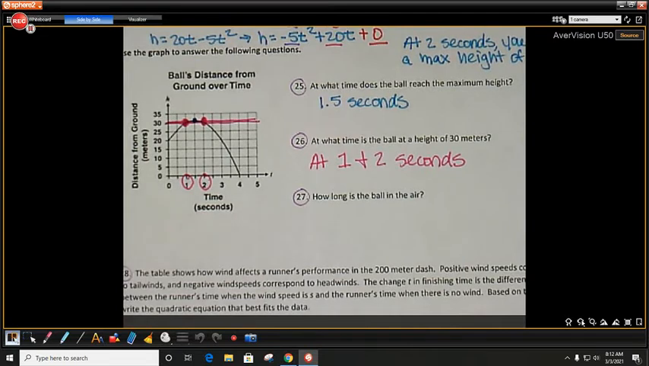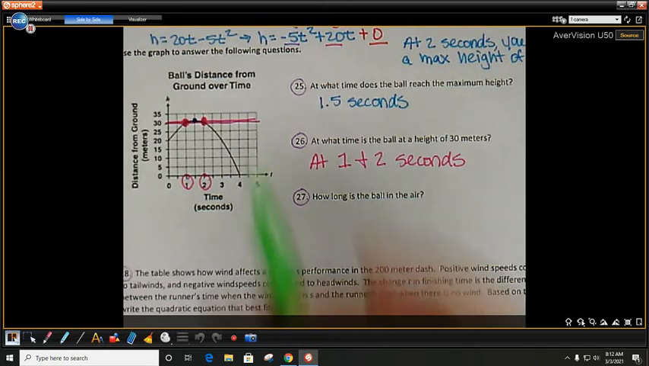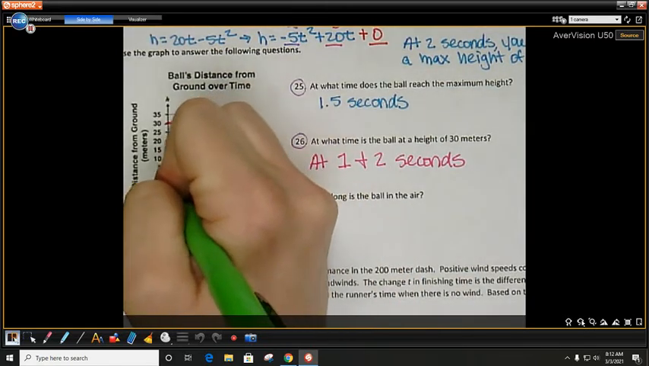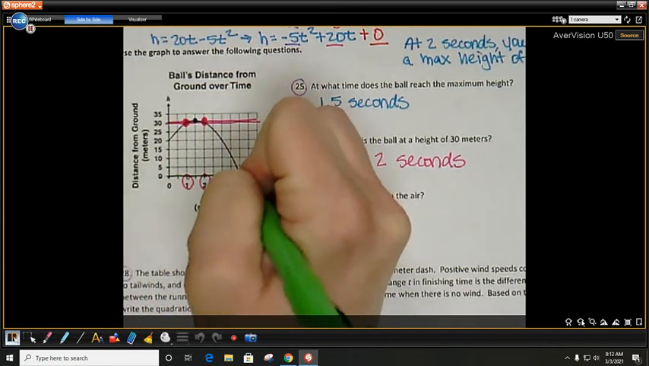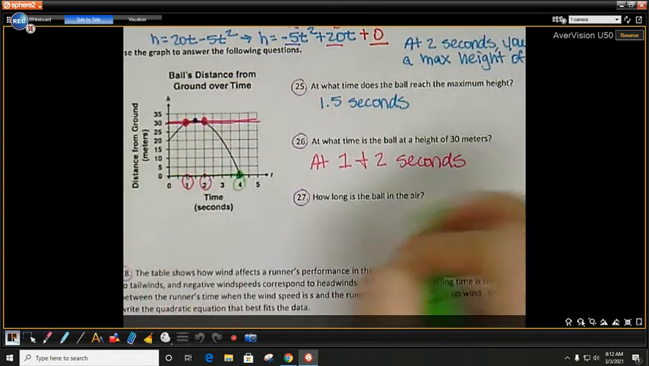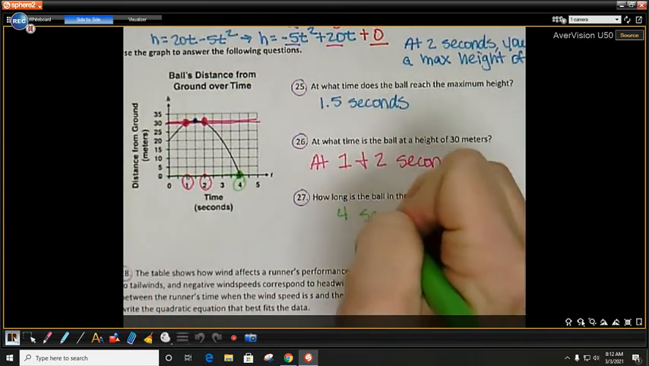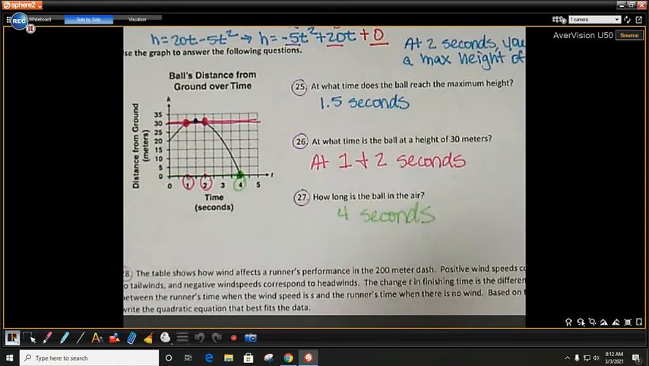So when is the height 0? Because if the height's 0, it's no longer in the air. So down here is a height of 0. So right there, that's where it hits the ground, which is 4 seconds. The ball was in the air for 4 seconds. Okay?